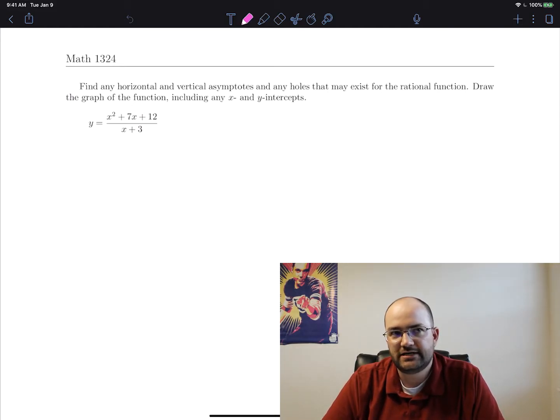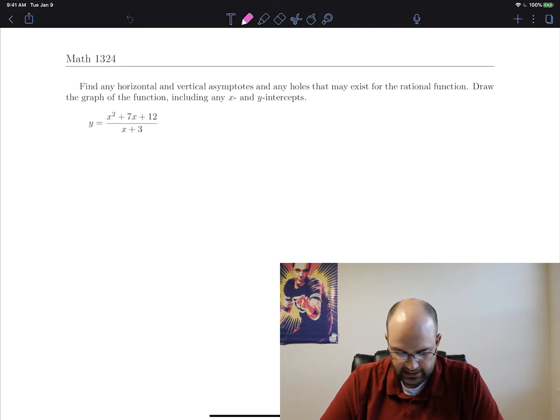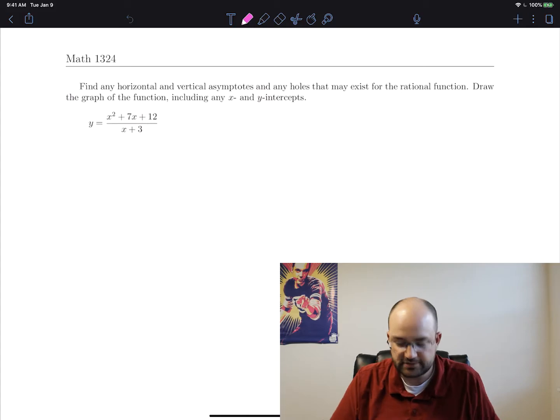This is Chapter 10, Section 3, Example 7. In this example, we want to find any horizontal and vertical asymptotes and any holes that may exist for the rational function. Draw the graph of the function, including any x and y intercepts. Okay, so here's the thing.